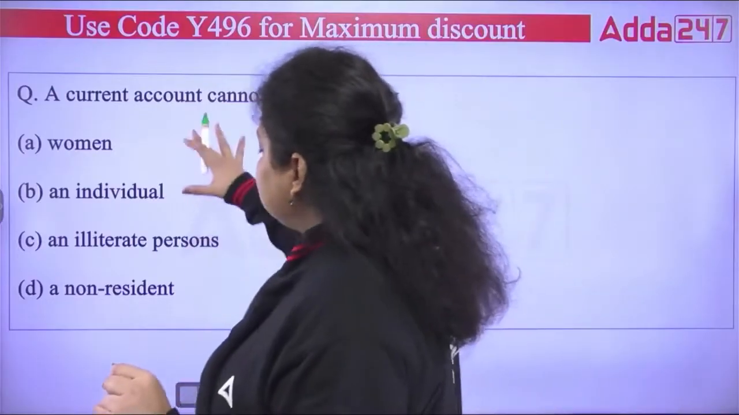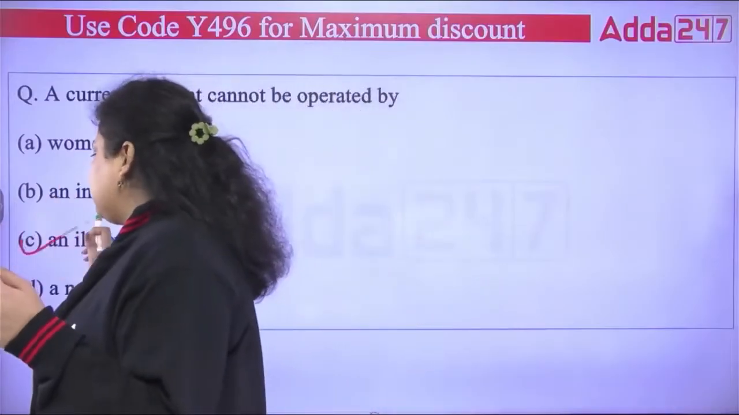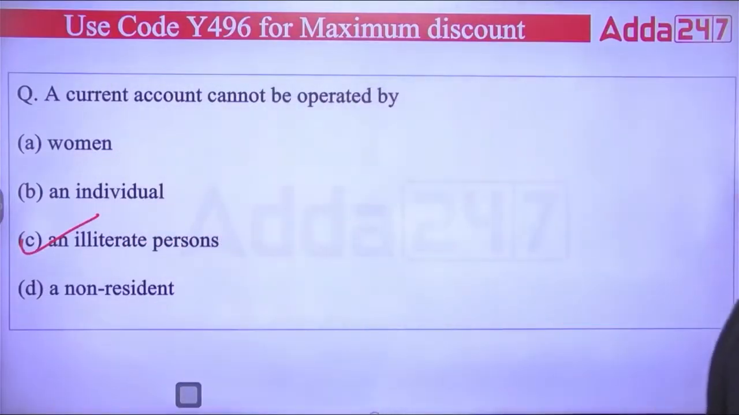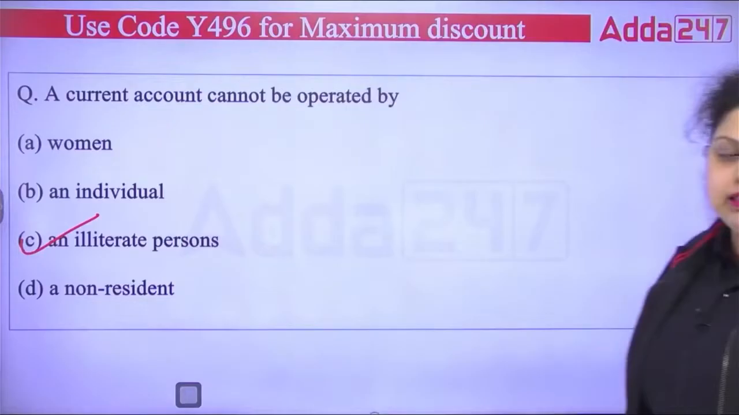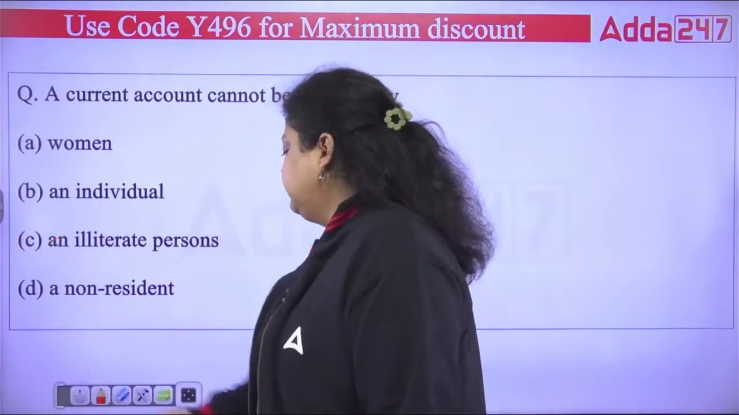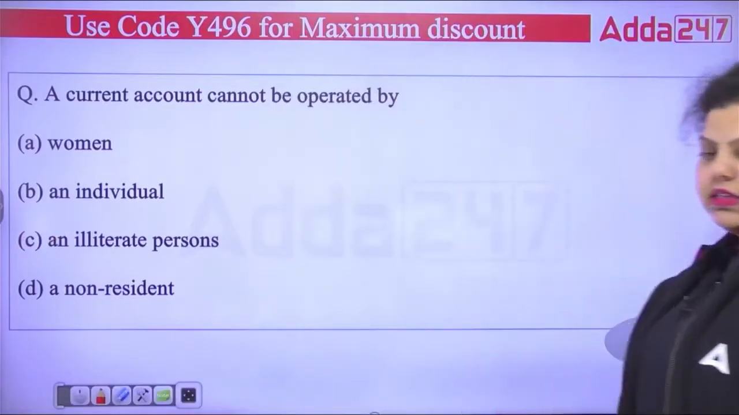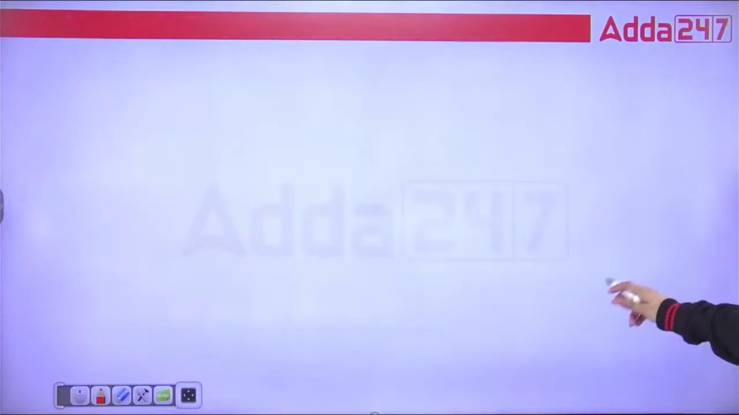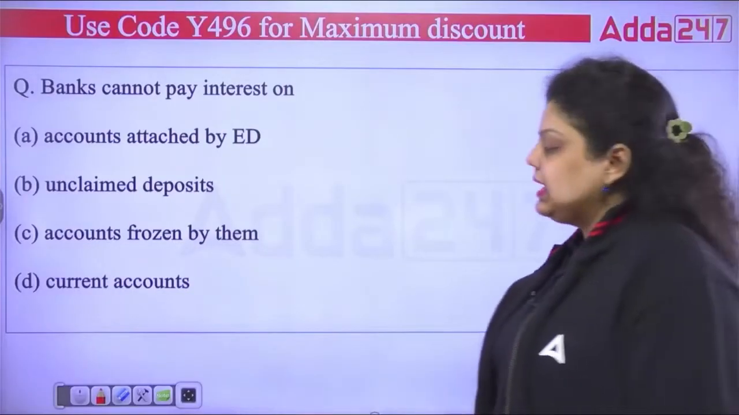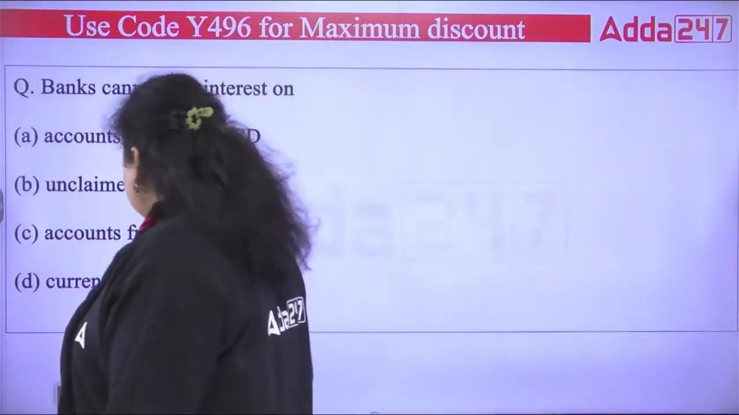So here in these options, we can simply say that an illiterate person is not allowed to maintain or open a current account. So the right answer for this question will be C. Okay. C. Next question we have, banks cannot pay interest on which of the following types of account?